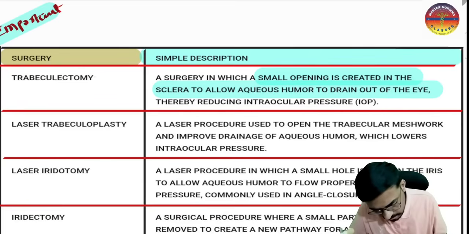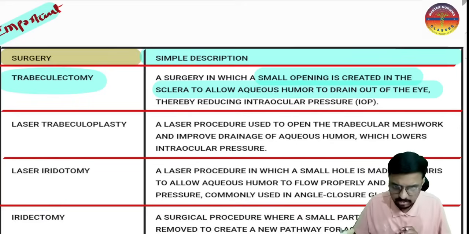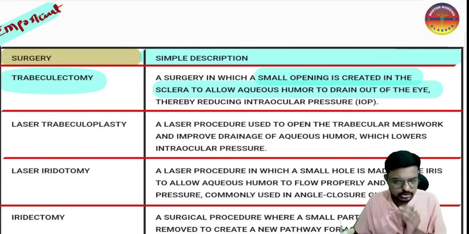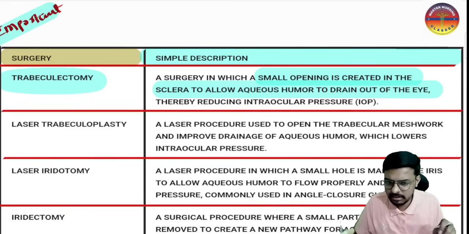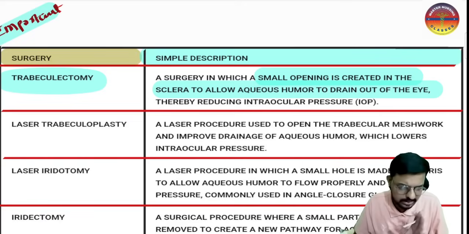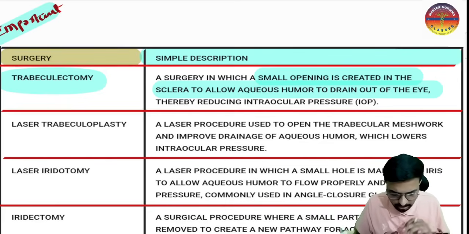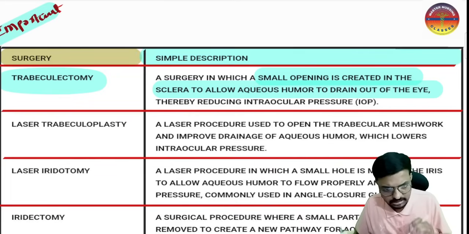The thing you have to understand here is that we are removing the trabecular meshwork and we are making a small hole in the sclera. From that new opening in the sclera, it will be drained directly into our episcleral veins. So all the aqueous humor that is produced will be drained into the episcleral veins. That is what we call trabeculectomy: removal of the trabecular meshwork and creating a new opening, allowing the drainage of the aqueous humor, which reduces the intraocular pressure.